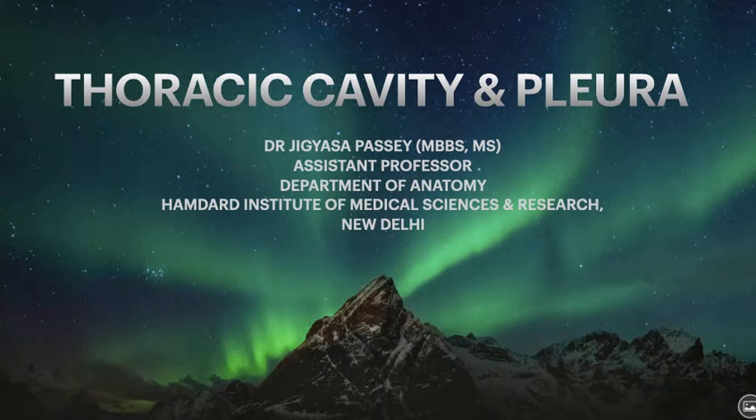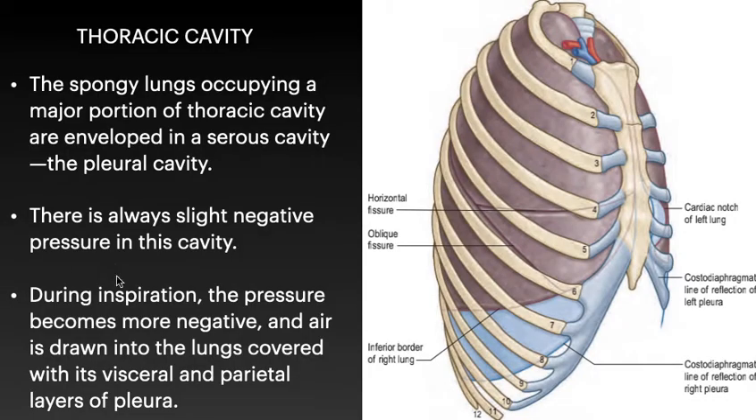Thoracic cavity in the pleura. Now, in the thoracic cavity, the spongy lungs are occupying a major portion of the thoracic cavity and are enveloped in a serous cavity called the pleural cavity. There is always slight negative pressure in this cavity.